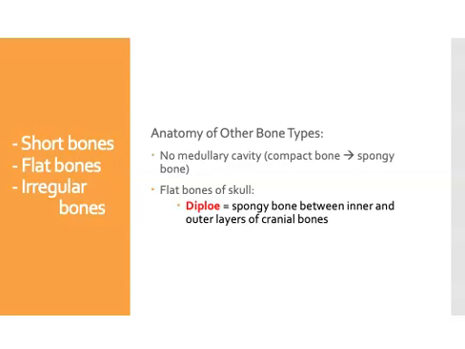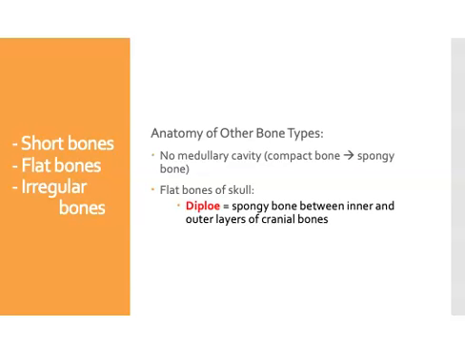Now there's one exception to that, and there's a new term for us. That's the flat bones of the skull. In between the inner and outer layers of the flat bones of the skull, there is a special type of spongy bone. It's called diploe. It's just spongy bone. It has all of the characteristics of spongy or trabecular bone, but it gets this special name because of where it lies.